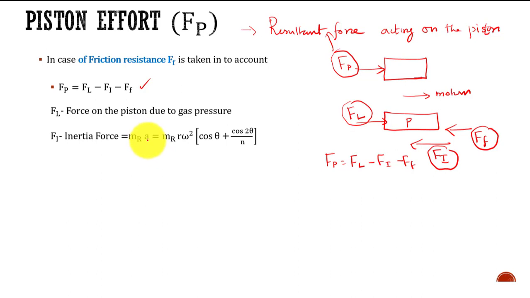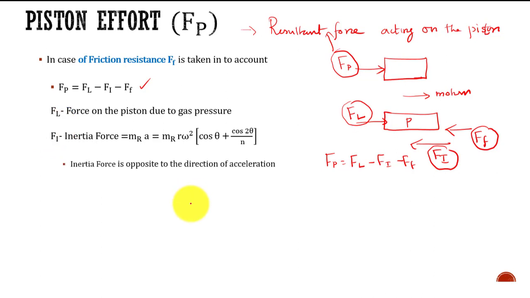Okay, acceleration of the piston. Fine. So inertia force is mass times the acceleration. Here I put a suffix r, the reason is it is the mass of the reciprocating parts, that means the mass of the piston. So mass times the acceleration. Substituting the value of acceleration, instead of a I replace this term: m_r, that is the mass of the reciprocating parts, r omega square multiplied by cos theta plus cos 2 theta divided by n. By applying this relation we can find out the inertia force which is acting on the piston. Fine.